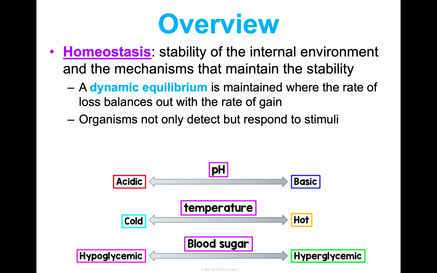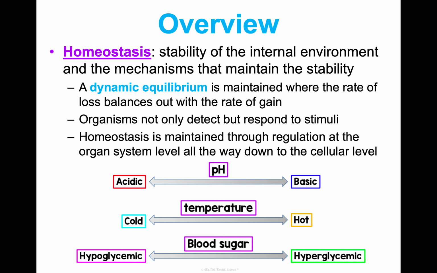And something that really affects maintaining dynamic equilibrium and thus maintaining homeostasis is an organism's ability to not only detect stimuli from their environment, but also then respond to those stimuli. And that's something we're going to talk about a lot in this concept. If you remember when we learned about characteristics of life, the ability to respond to a stimulus is a characteristic of life. And so that's something that all living things do.